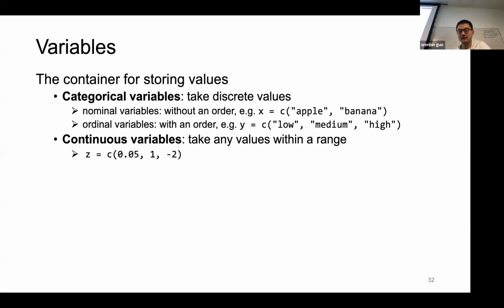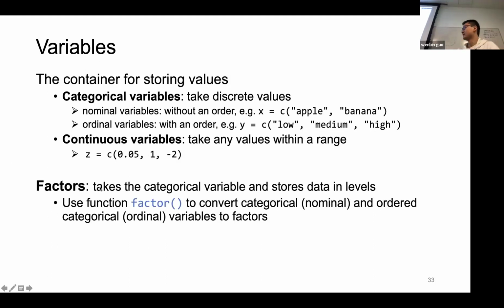And there are also categorical variables with an order, because sometimes we grade something as low, medium, high. So implicitly, we are saying high is greater than medium, which is greater than low. So we actually have an order within the discrete values. This is called an ordinal variable. Besides the categorical variable, we also have the continuous variable, which takes a continuous value within a range, like either below 0 or above 0.